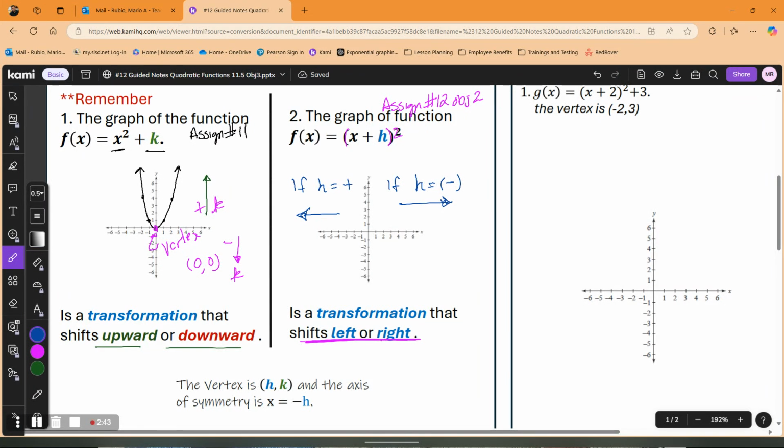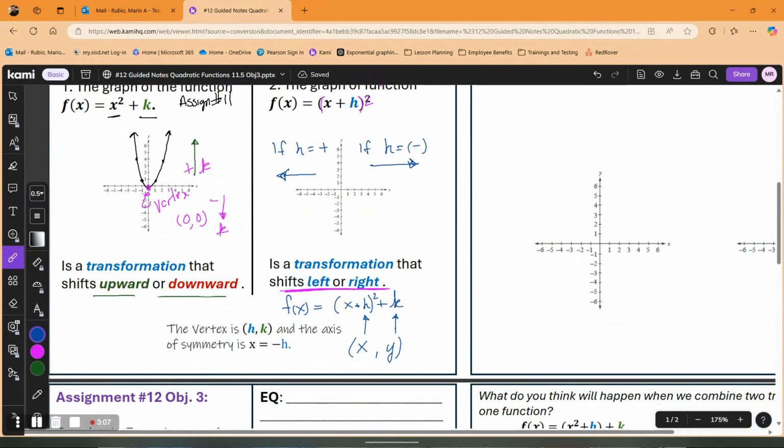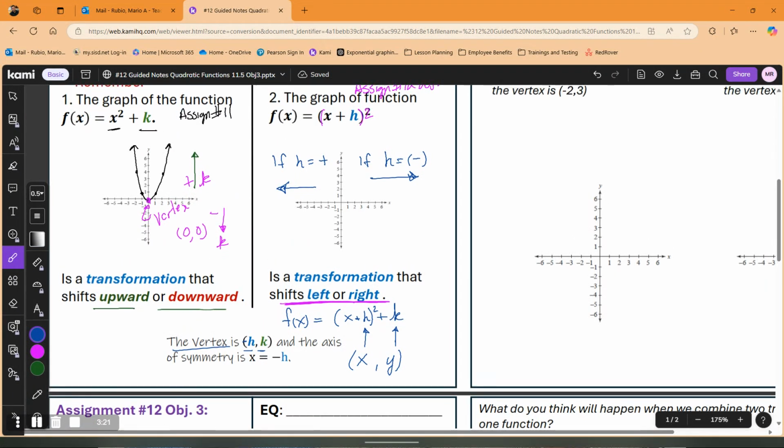Okay. And when you have this case, where you have both f of x equals (x minus or plus h) squared plus k, some number, what's going to happen is this and this are going to define your h and your k in the coordinate point of the vertex. So the vertex is whatever number h is and whatever number k is. And this is actually going to be the negative of h. Okay, and the axis of symmetry is also x equals negative h. So we'll see what that looks like here in some examples.